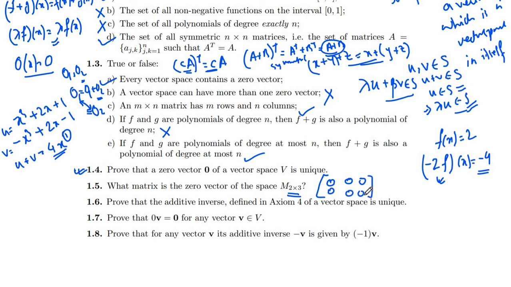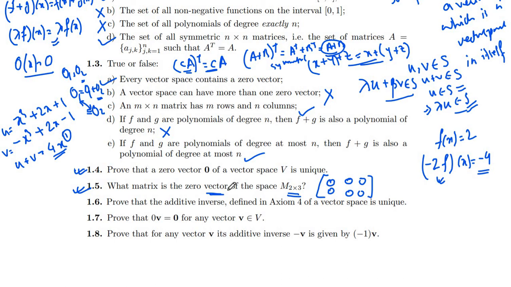If you add it to any matrix of 2 by 3 size, then you get the same matrix back. So that is a zero vector. Why are you calling it a vector? Because this matrix is also a part of a vector space, because all the matrices form a vector space, as we have seen already.